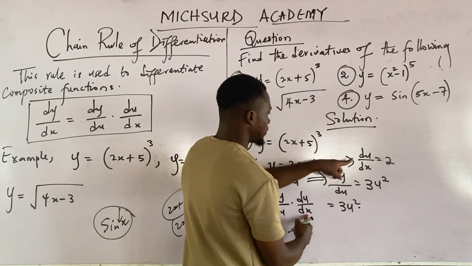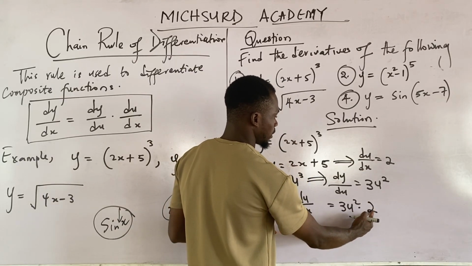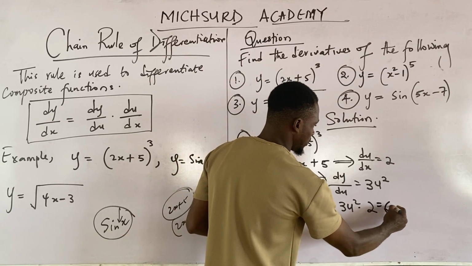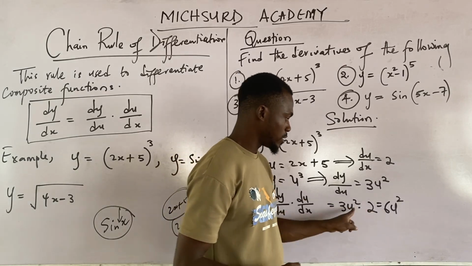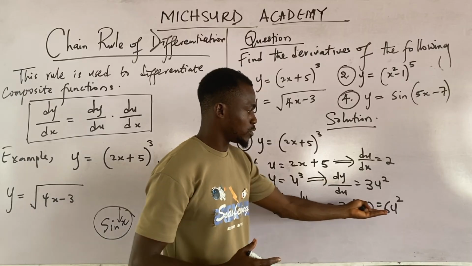The du/dx is given to us now as 2. So you can see clearly that 2 can multiply with 3. So we'll be having 6u squared. When 3 multiplies with 2, we have 6. Then we have u squared. So now this should have been the answer.